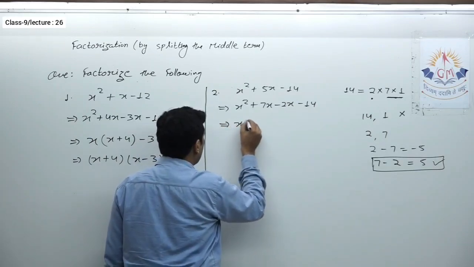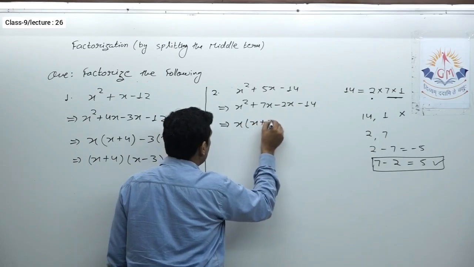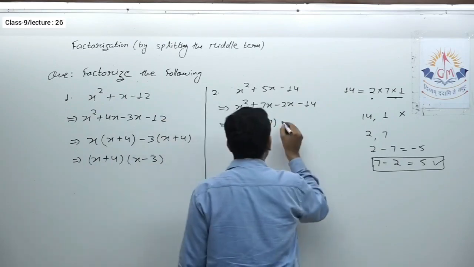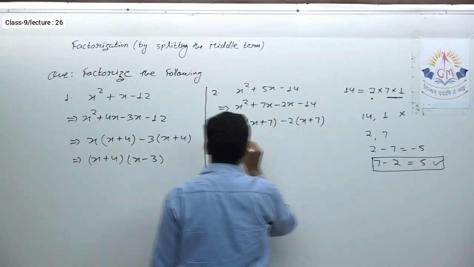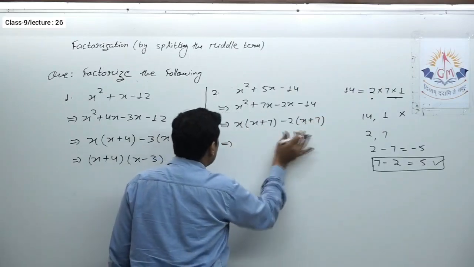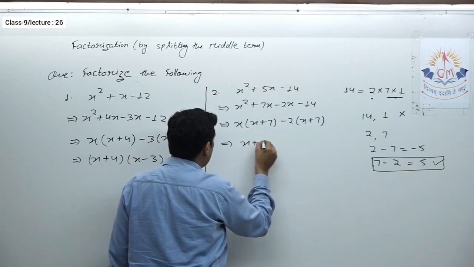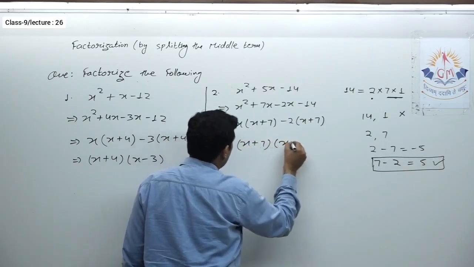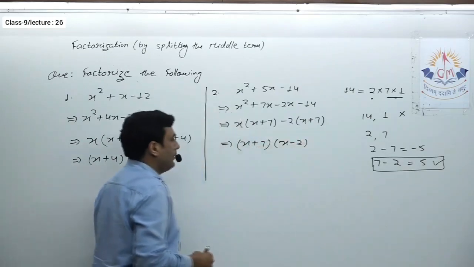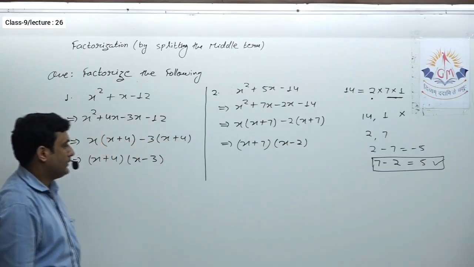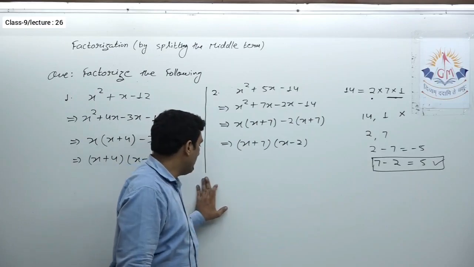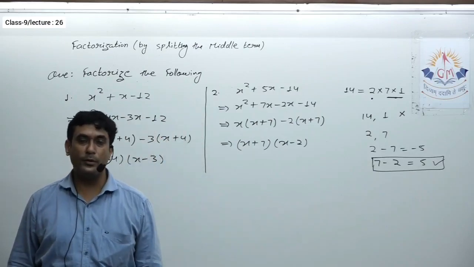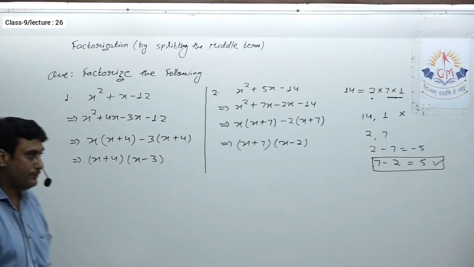Now you can take x common, so here you will get x plus 7. Then you can take minus 2 common, so again here you will get x plus 7. Now from these two you can take x plus 7 common, leaving x minus 2. So these are the factors of the given expression. I hope this is clear to you. So please note it down, then we'll see one or two more sums on the same concept.